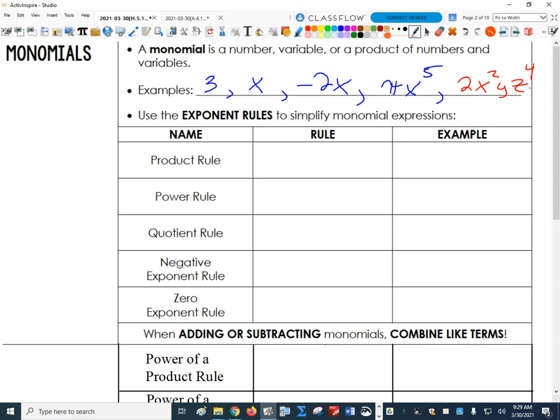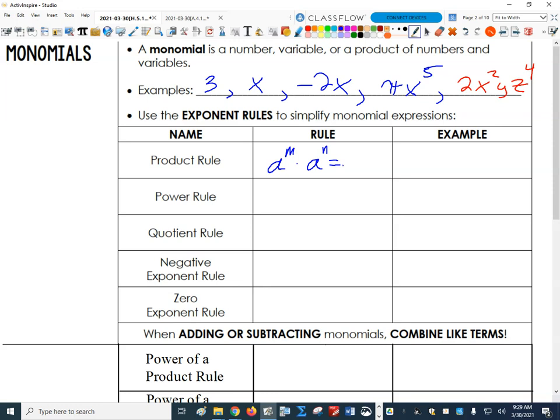So the product rule. The product rule says that if we have some base a to the m times a to the n, what's that equal to? What do I do if I multiply like bases? I add the exponents, right.